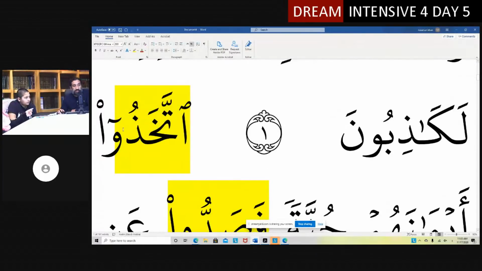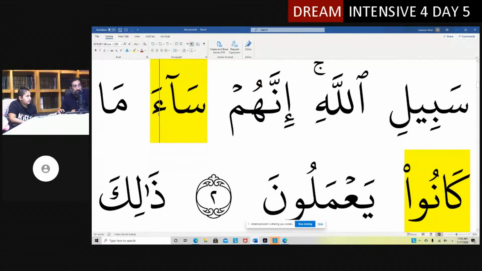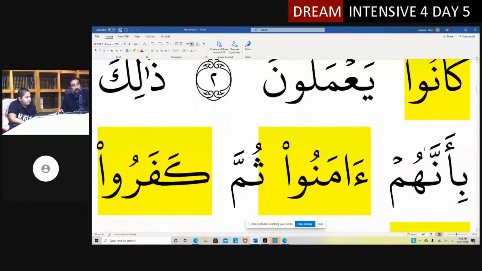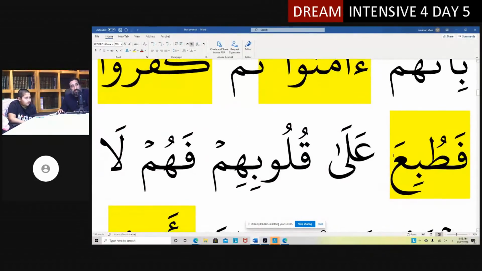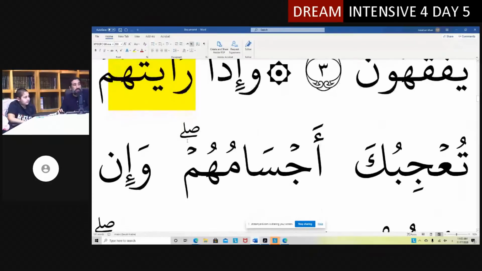Ittakhadhu ends with u, so that's the hum version. Saddu is the hum version. Sa'a, you help me. Sa'a is the what version? Huwa version. Kanu is the hum version. Amanu is the hum version. Kafaru is the hum version. Tubi'a is the huwa version. Ra'ayta. Oh, that's the anta version. Good. Sukun followed by ta is always anta.